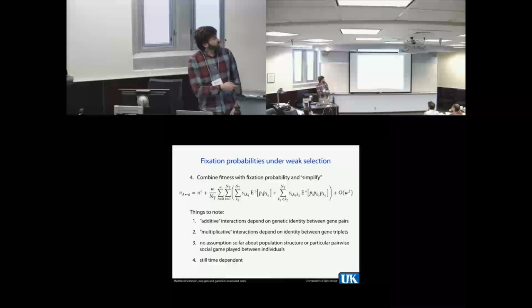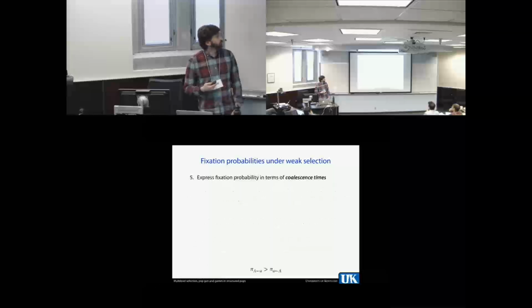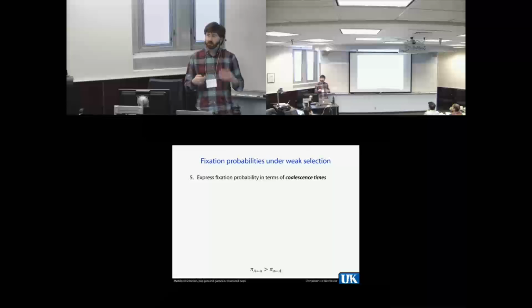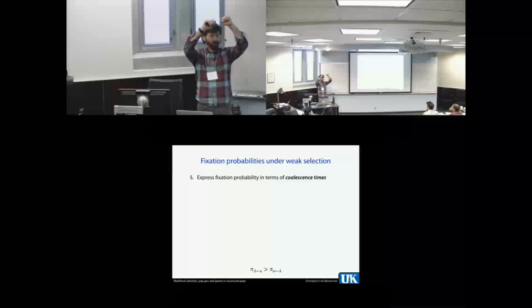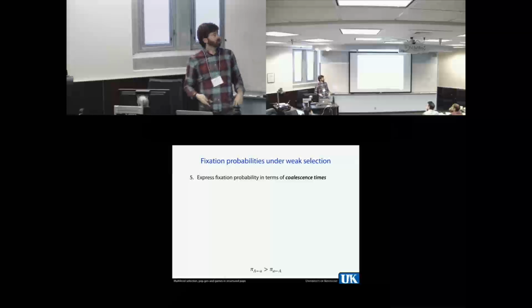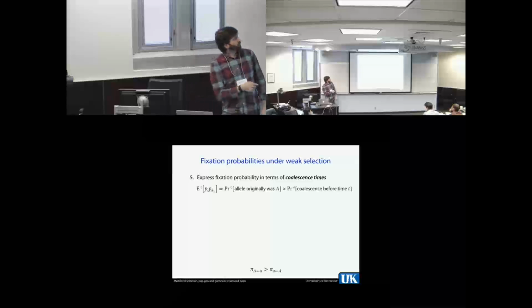And so one issue with this so far is that this sum is still time dependent. So that's kind of gross. We want to get rid of that. And the way that we're going to get rid of that is we're going to express those quantities as coalescence times. So what a coalescence time is, first, is just the time it takes for genes in two individuals at the present to go back in time to the past to where they have a common ancestor.